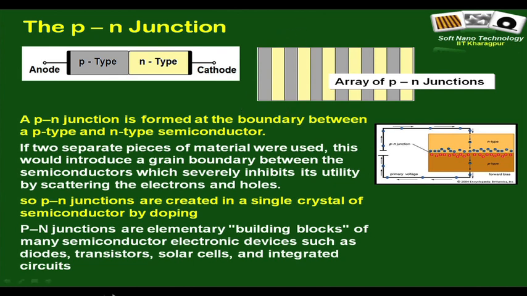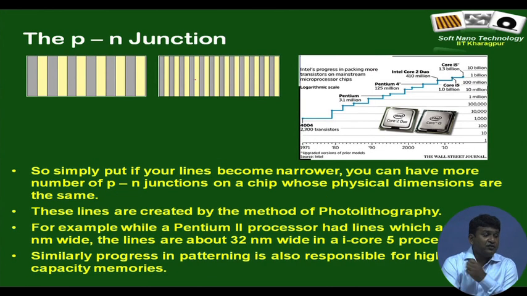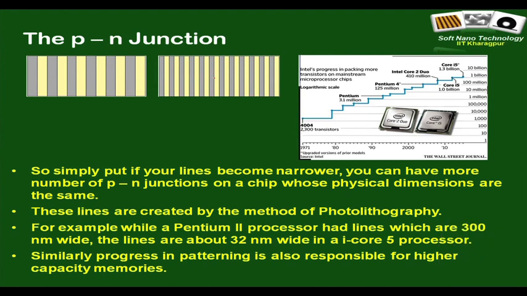So, if this is an array of these p-n junctions, let us say this gray area corresponds to p and this yellow area corresponds to n type domains, one way you can increase the number density of these junctions, thereby increasing the processor speed and not increasing the size, is if you can make these domains smaller and smaller. And that is exactly what has been done, right? And how this is done is something that you are going to learn, and this is in fact done by photolithography. And you can just Google photolithography.